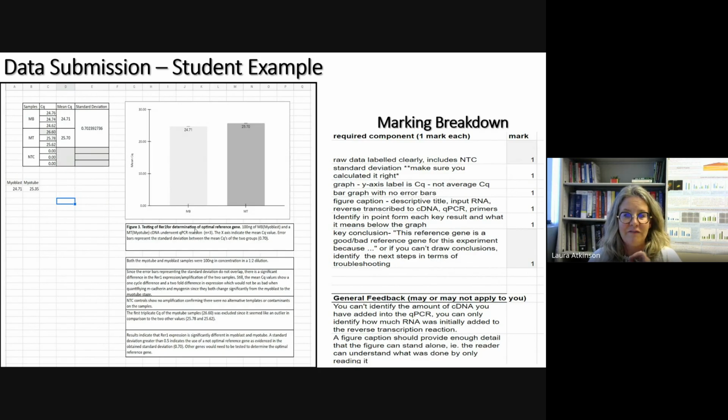So again, I'm not looking for polished writing. I'm just looking, do they actually have their data presented correctly? Have they thought about what their data is showing them? And can they say something about the data?